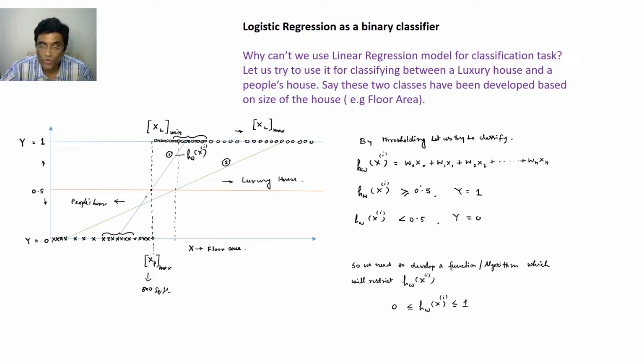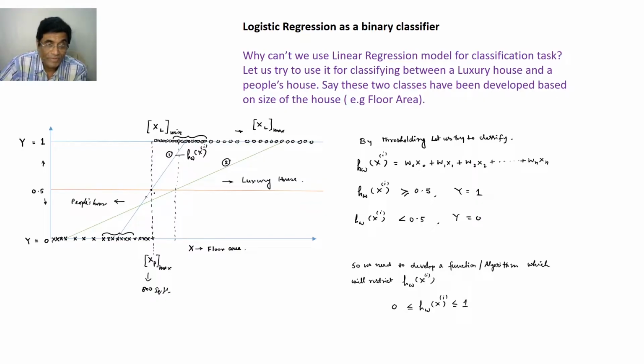We have decided to use only a threshold to classify whether a house belongs to the luxury house category or the people's house category, based on the threshold which we have determined. 0.5, it makes sense, right? You have classes 0 and 1, and in between we have a threshold of 0.5. So there is no rocket science here. So far so good, and you are classifying very happily.